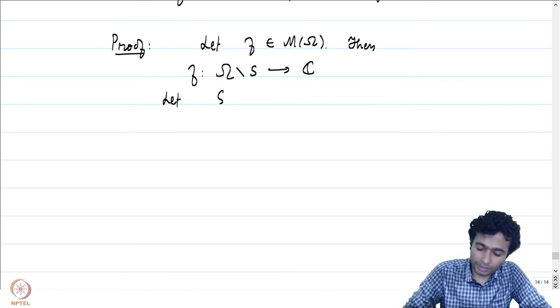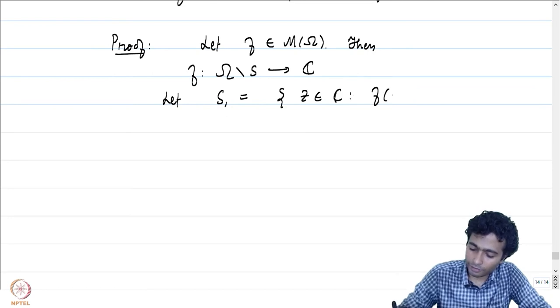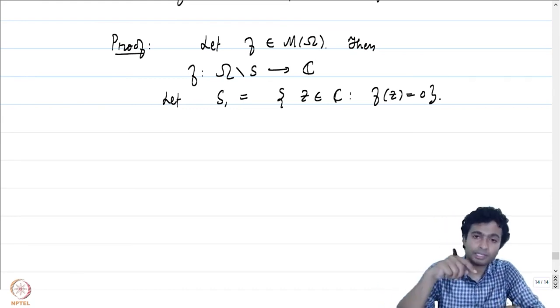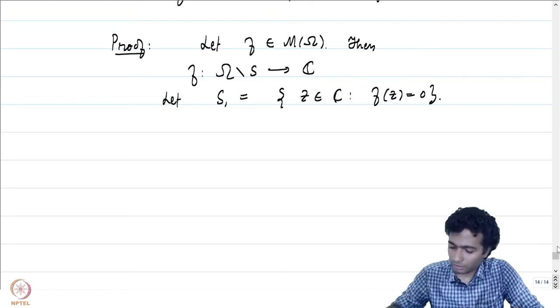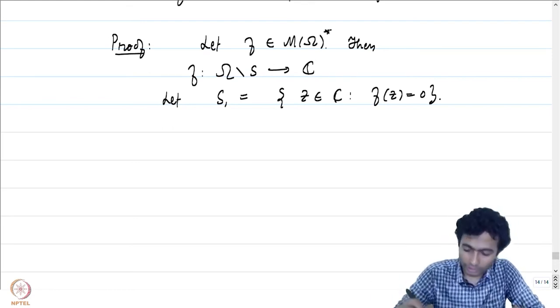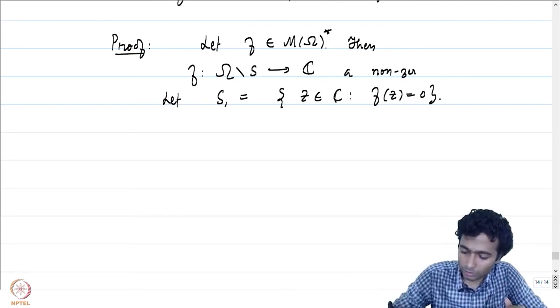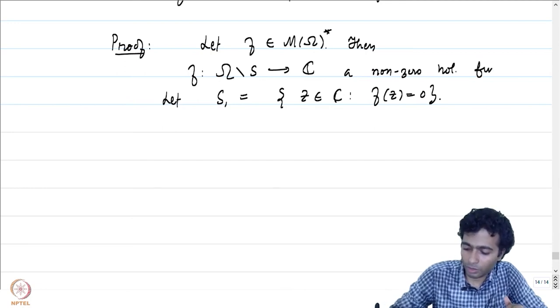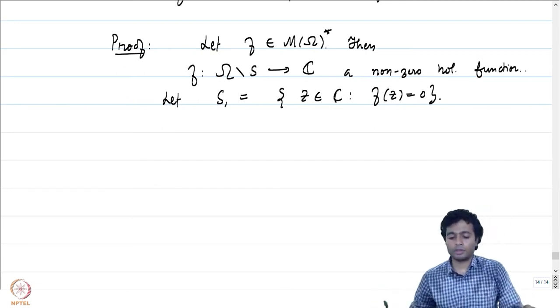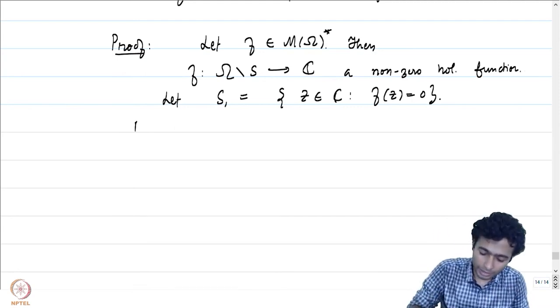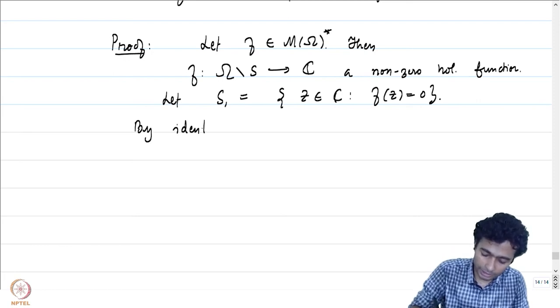Now let S1 be the set of all those points z in C such that f of z is equal to 0. That is what our S1 is. The first point here is to note that S1 is going to be a discrete set. Let f be in N(Omega) star, which means f is a non-zero holomorphic function on Omega minus S. So that means that the zeros are going to be discrete by the identity theorem. By the identity theorem, S1 hence is a discrete set.